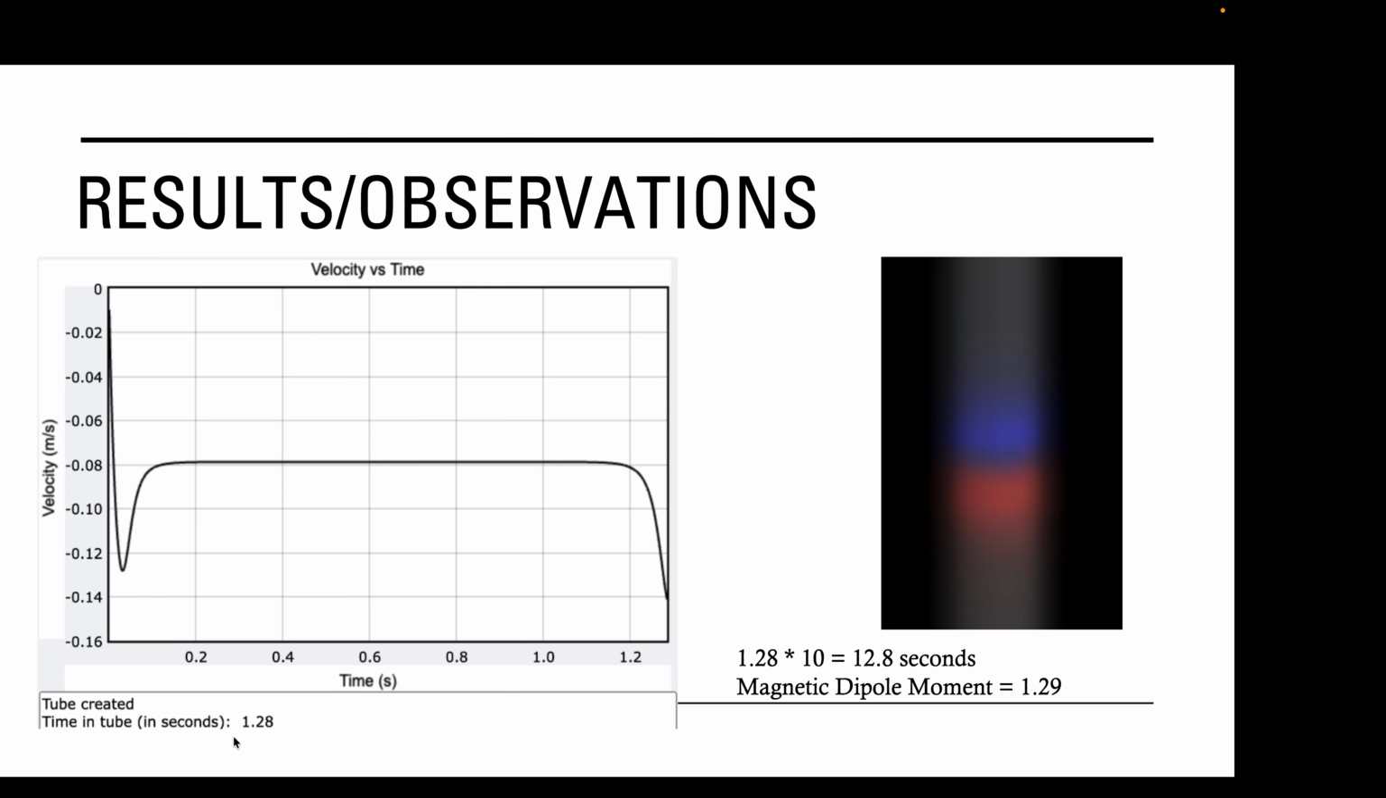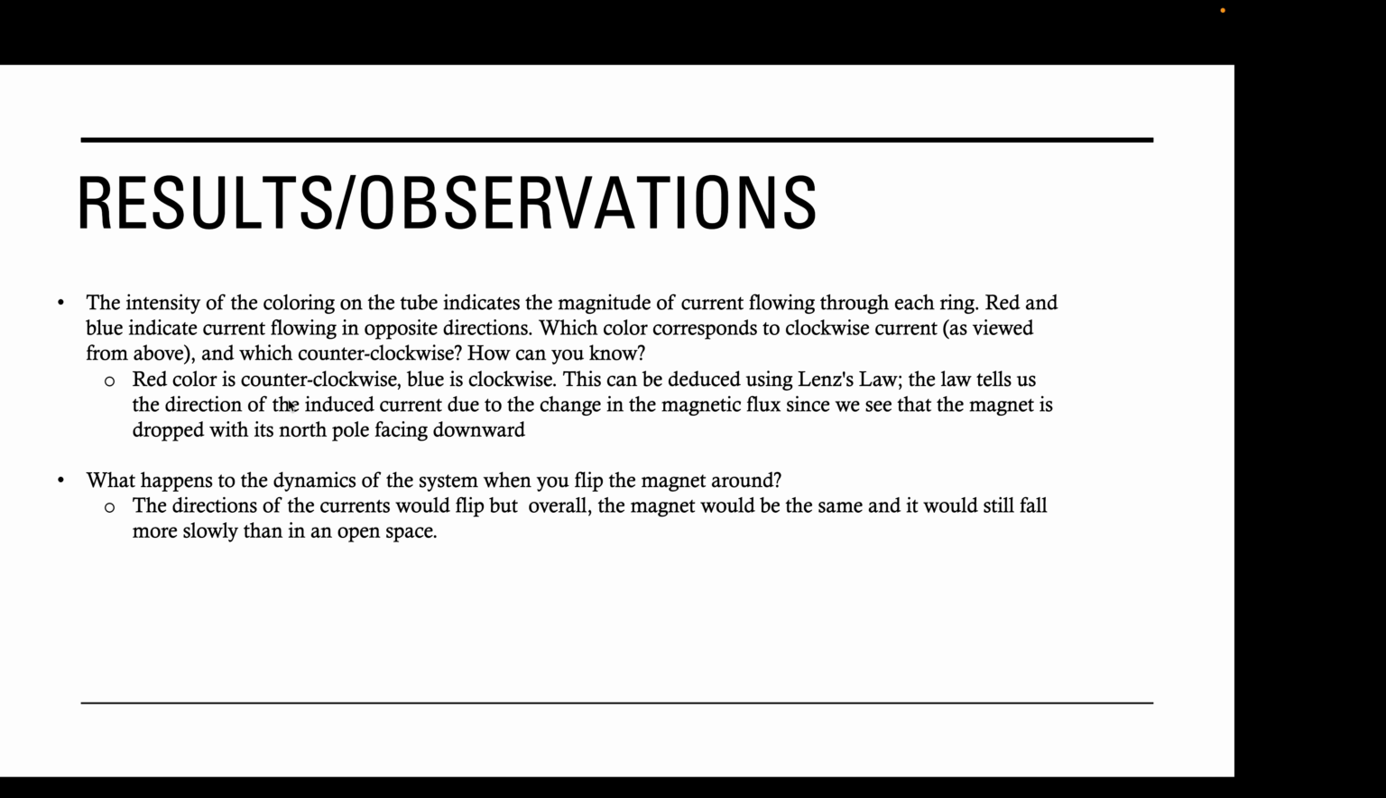So when it's timed at 1.28 seconds, we're multiplying it by 10 to get the actual length of the copper tube. Here we see a divot, a constant velocity, and a drop. The intensity of the coloring on the tube indicates the magnitude of the current flowing through each ring. Red and blue indicate current flowing in opposite directions.